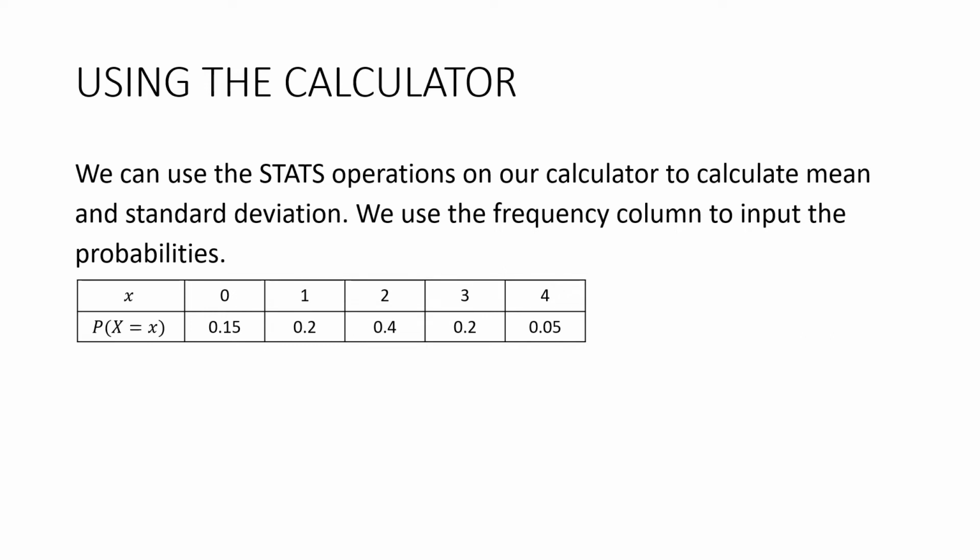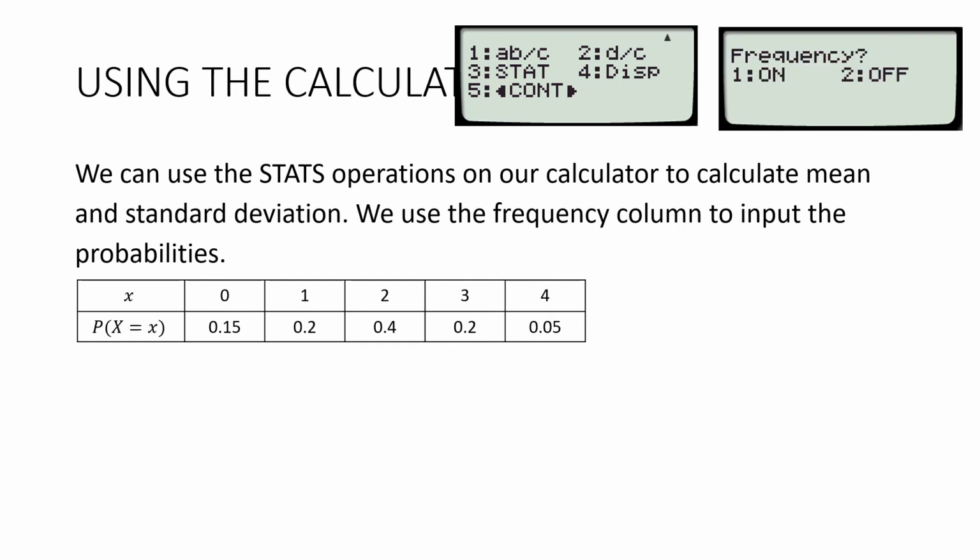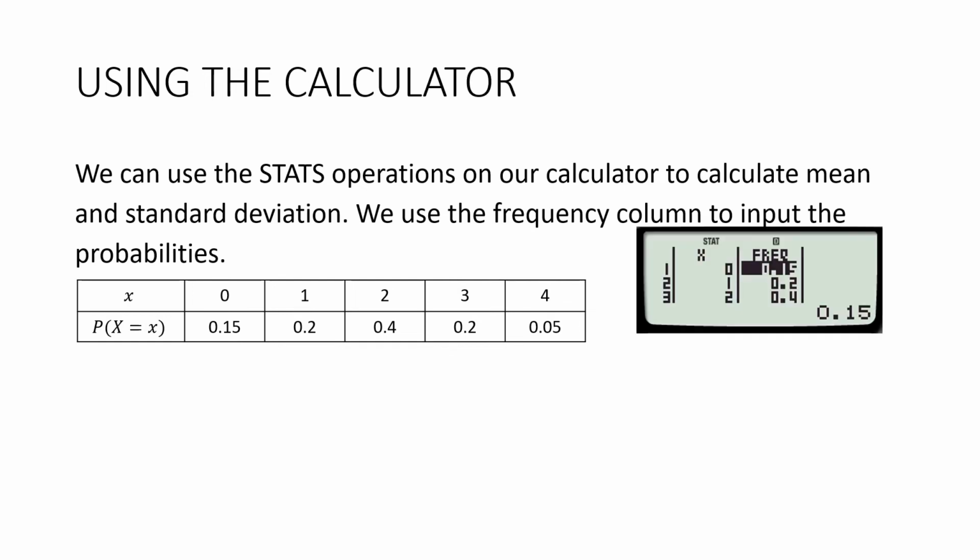Now the really cool thing is that we can use the stats operations on our calculator to calculate mean and standard deviation. All we have to do is use the frequency column to input the probabilities. Now if you've forgotten how to turn the frequency column on, all we do is go Shift Setup, arrow down, and you will see stats. Go into there and you'll see frequency. And we want to turn the frequency on. Once you've done that, input all your x values into the x column and your probabilities into the frequency column.